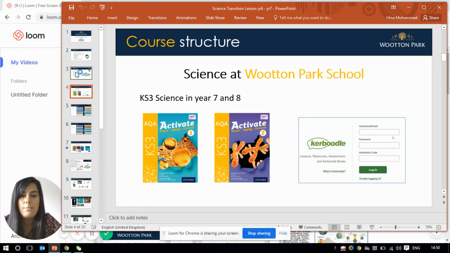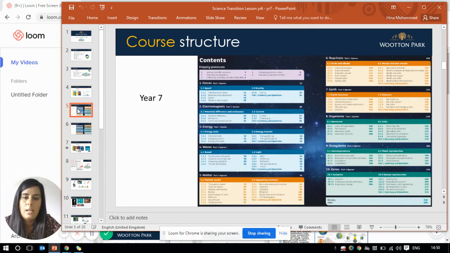So when you come into Year 7 and Year 8, the textbooks available to you are these Activate 1 and Activate 2 textbooks. You don't need to worry about getting a copy for yourself because you will have access to these textbooks on the Caboodle website. You'll be given a username and password, so you'll have a digital copy online. Within these textbooks, the topics we study are mentioned here.